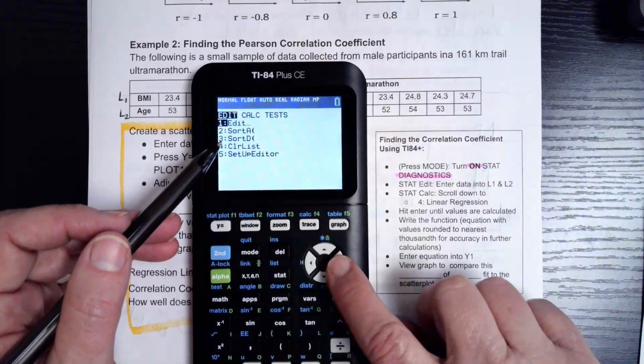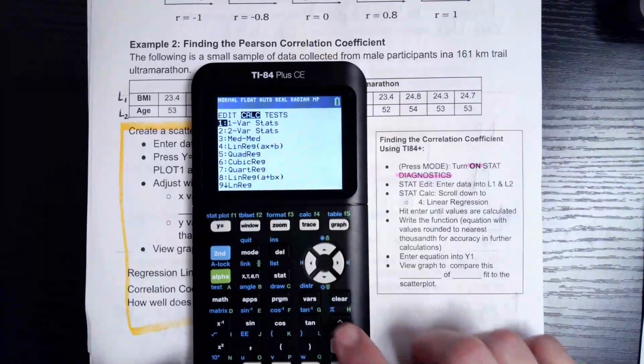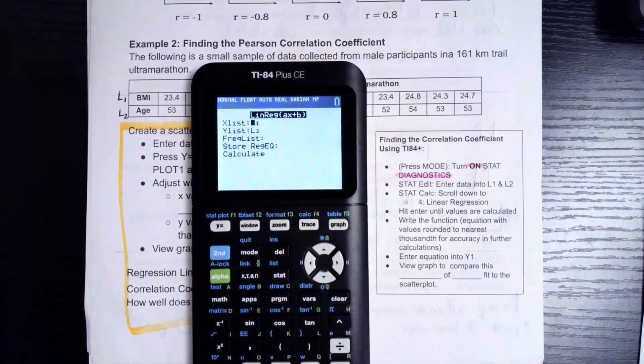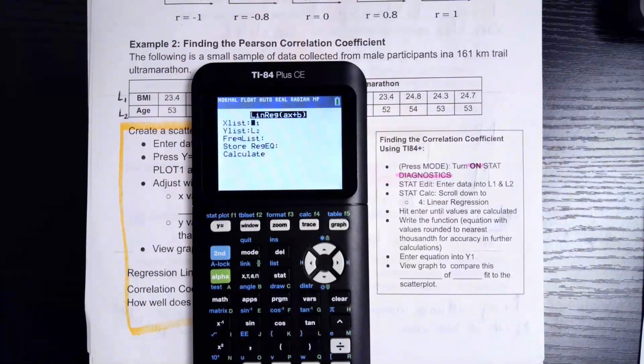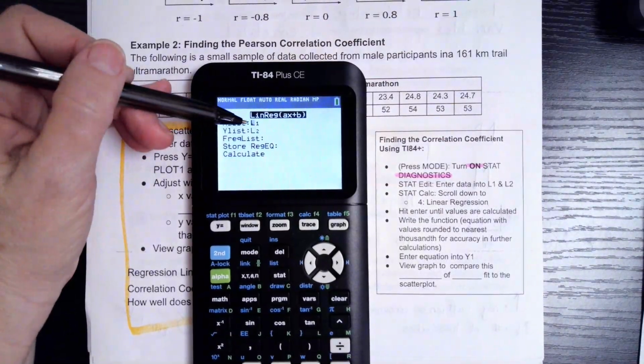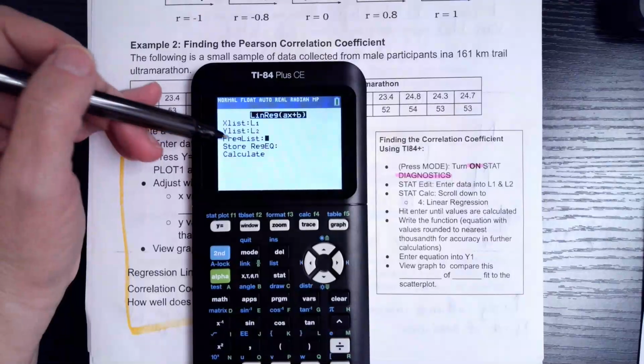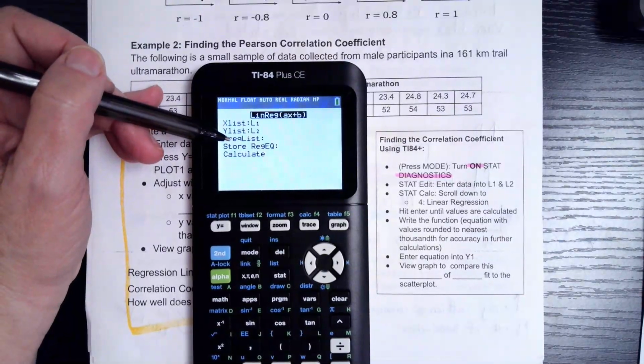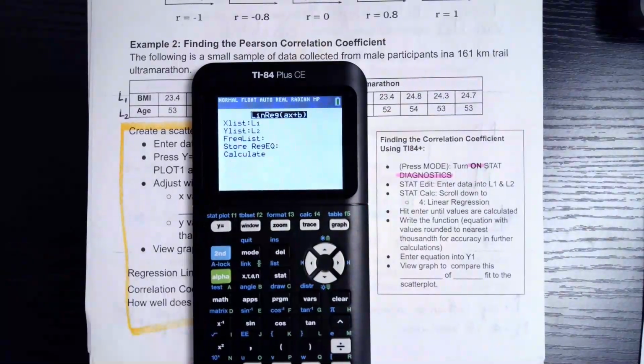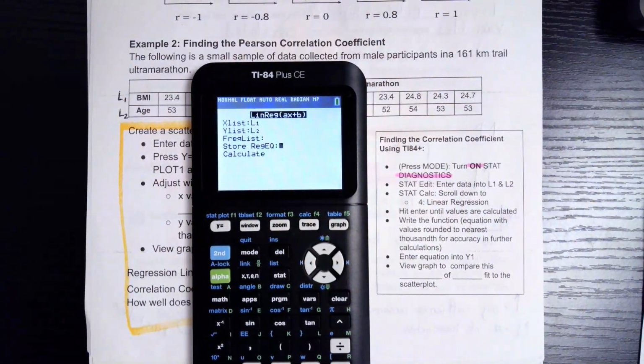So we're going to go over to calc number 4, and don't go too quickly here, okay? Because if you go through this too quickly, you'll get your R value, but it will not put your equation into Y1 for you. So carefully, L1 is my X list, L2 is my Y list. I don't even know what this frequency list means, but stop right here where it says store your regression equation, and we want to store it into Y1.